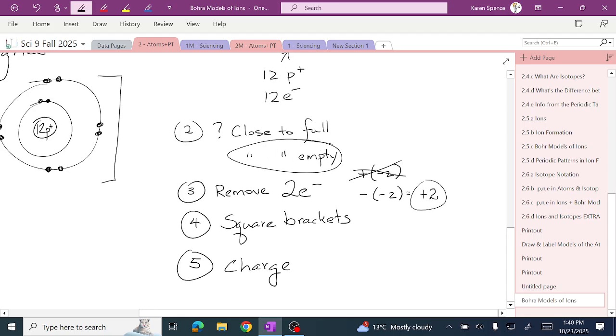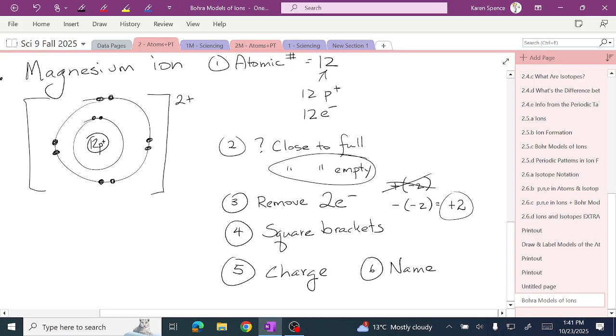And where does that go? Top right, 2+. And then number 6, maybe I ask you to name the ion. What is the name of this ion? Yes, magnesium, because it does not change.